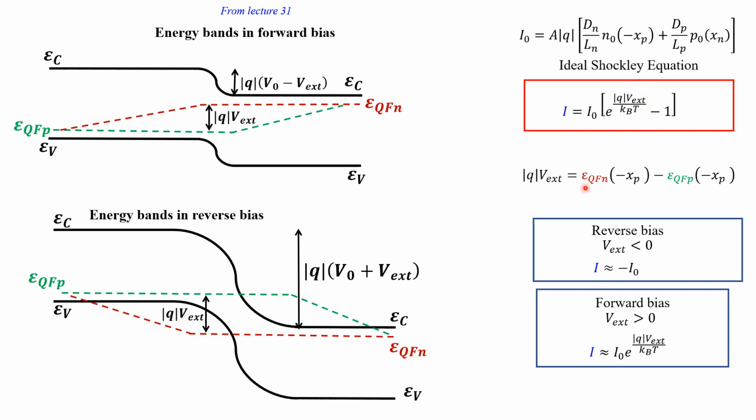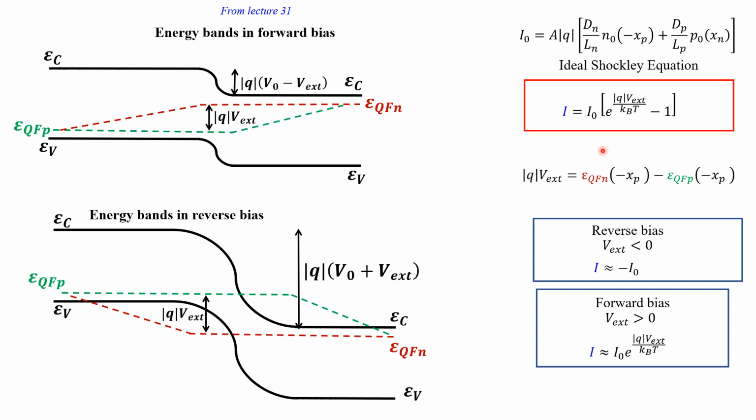So recall that the external voltage is given by this expression. So it is the difference between the quasi-Fermi level of electrons and the quasi-Fermi level of holes. And when we are in forward bias, the quasi-Fermi level of electrons is higher than the quasi-Fermi level of holes, which means that this is a positive number, which means that the external voltage is positive. But when we are in reverse bias, the quasi-Fermi level of electrons is lower than the quasi-Fermi level of holes, which means that this is a negative number, which means that the external voltage is a negative number.